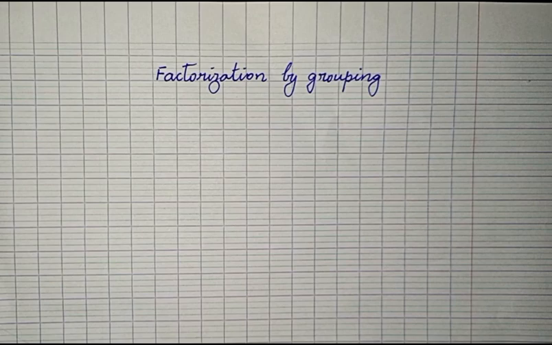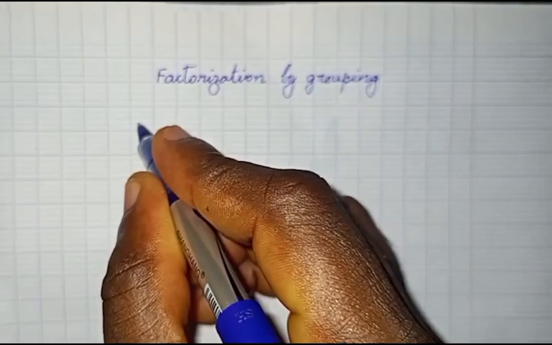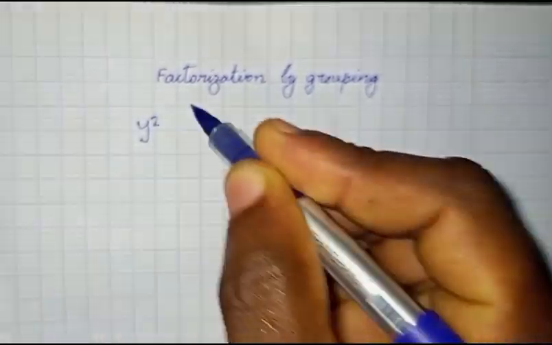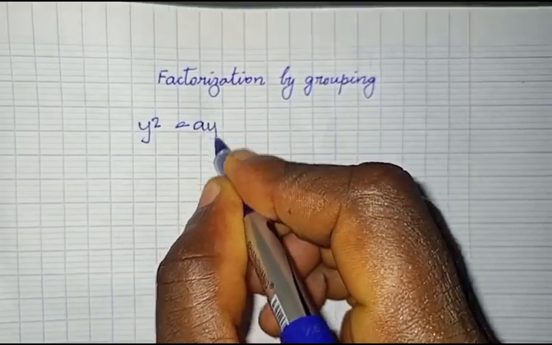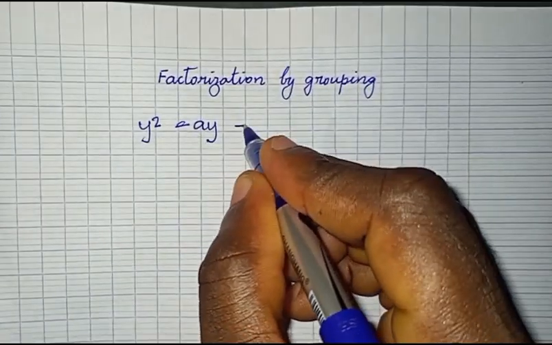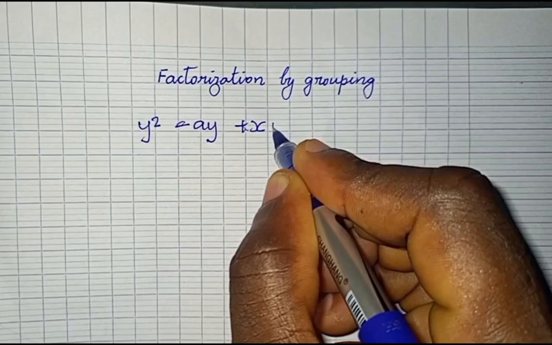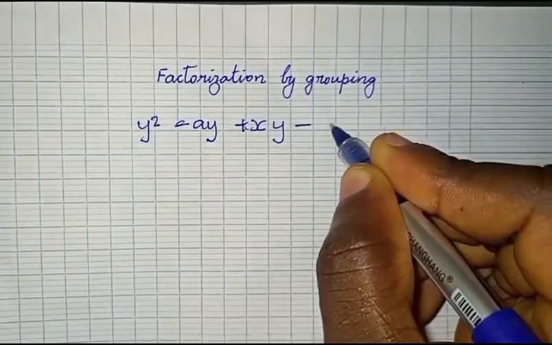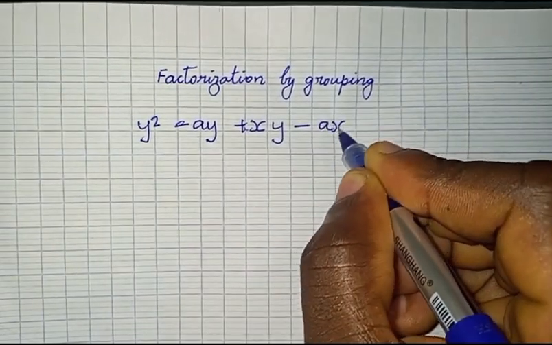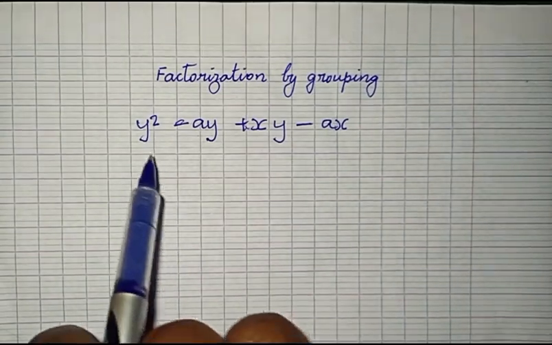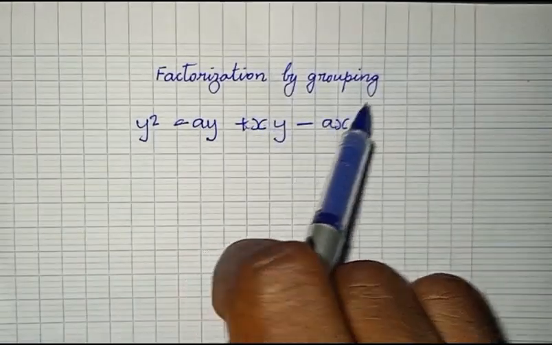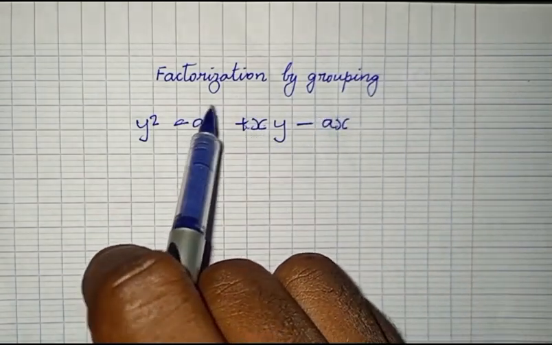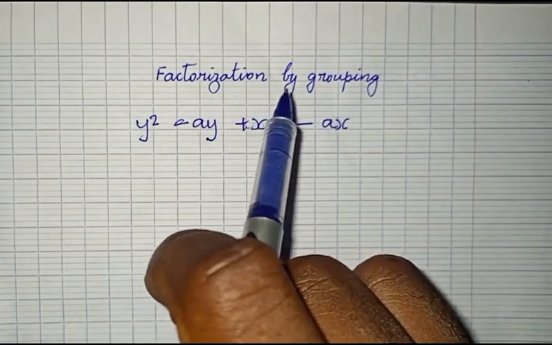Let's take an example: y squared minus ay plus xy minus ax. This expression has four terms: 1, 2, 3, 4. So we are going to factorize it by grouping.